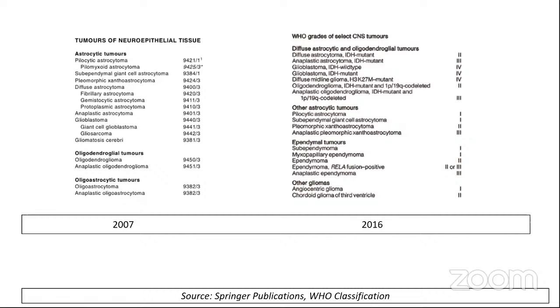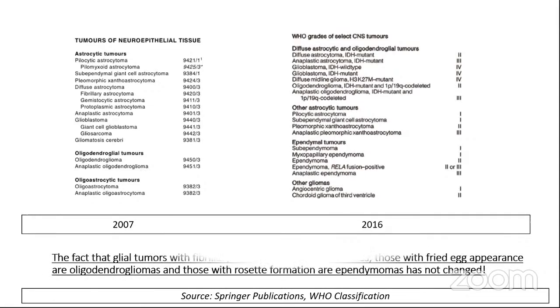The downside is not every center in the world has the latest technology. Not every center can do 1p19q co-deletion studies, and in some cases, unfortunately, even the patients cannot afford it. So, what would be the golden midpoint? Because essentially, what does not change is the fact that oligodendrogliomas, most of them still have a fried egg appearance. Astrocytomas tend to have a fibrillary background, and ependymomas, most of them would show rosettes.